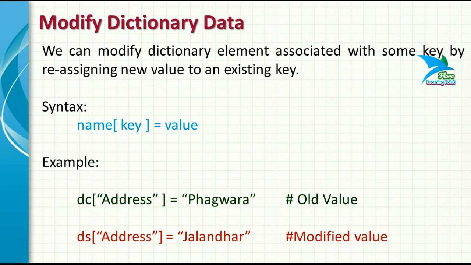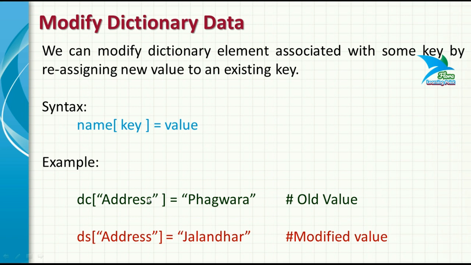So after the discussion about appending data into a dictionary, we will discuss how to modify dictionary data. We can modify dictionary data associated with some key by reassigning the value to an existing key. So for example, if you want to modify the value of an existing key, then you have to specify the name of the existing key and a new value that you want to assign.